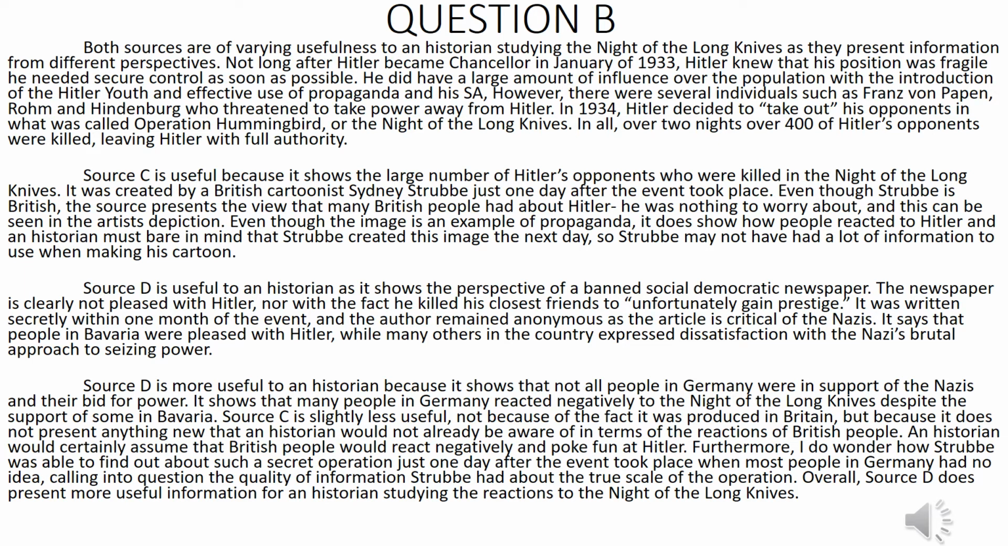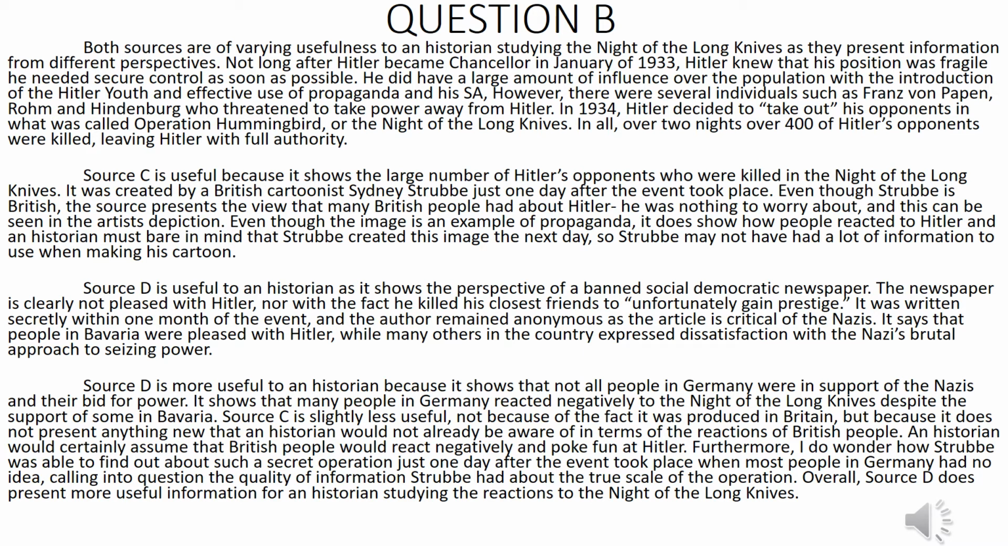Source D is useful to an historian, as it shows the perspective of a banned social democratic newspaper. The newspaper is clearly not pleased with Hitler, nor with the fact he seems to gain prestige. It was written secretly within 1 month of the event, and the author remained anonymous as the article is critical of the Nazis. It says that people in Bavaria were pleased with Hitler, while many others in the country expressed dissatisfaction with the Nazis' brutal approach to seizing power.